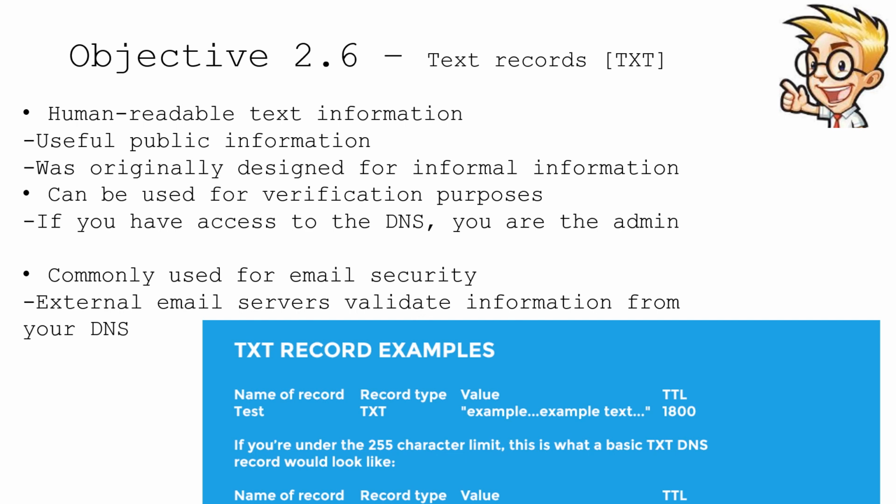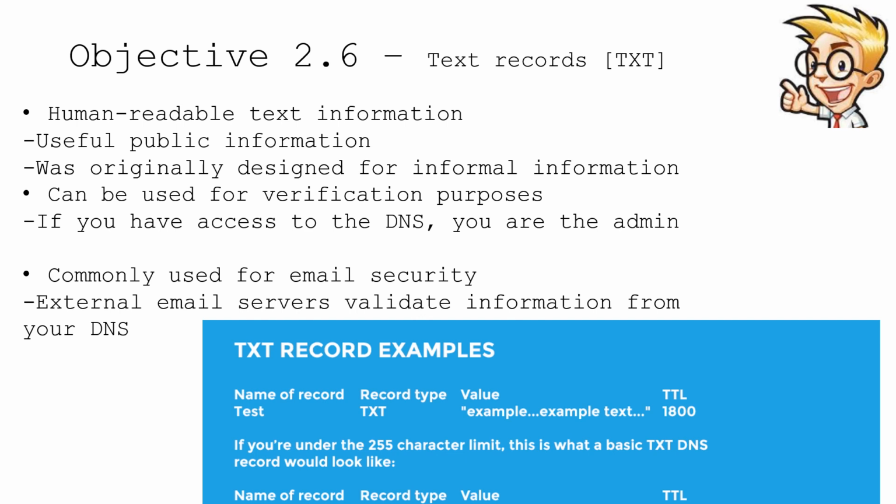DNS servers have many different functions they can provide. One of those is stored text that can be used for other purposes. We would store text information in a text record or TXT record. This is usually public information. Since people are able to query these text records on your server, these text records were originally designed for very informal purposes. But today we have very specific uses for a text record in our DNS server.